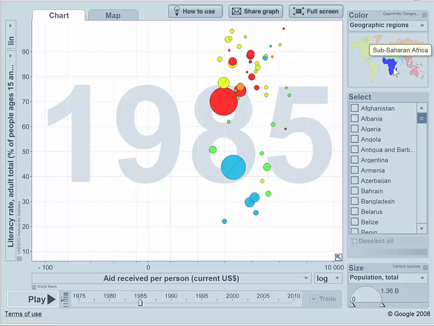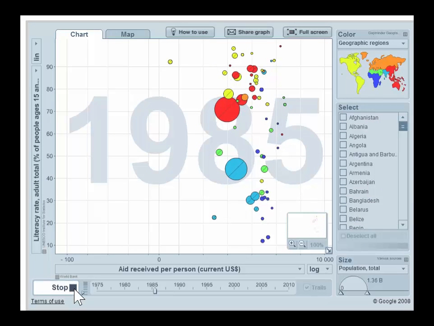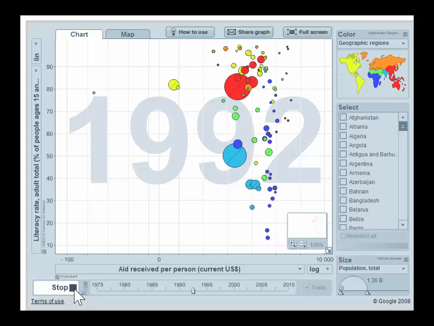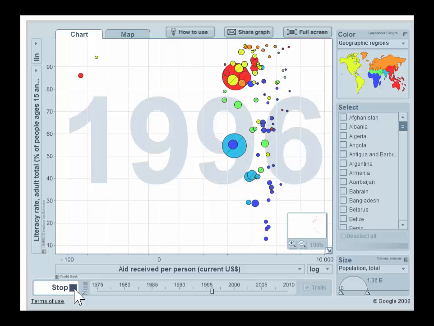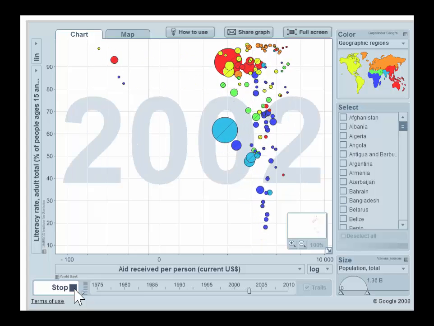You'll see the sub-Saharan countries as well as the South Asian countries, which are commonly referred to as developing nations, start near the bottom in literacy rates, but are relatively high in foreign aid received. As you watch, there's a generally global upward trend in literacy rates, but aid stays in relatively the same category.